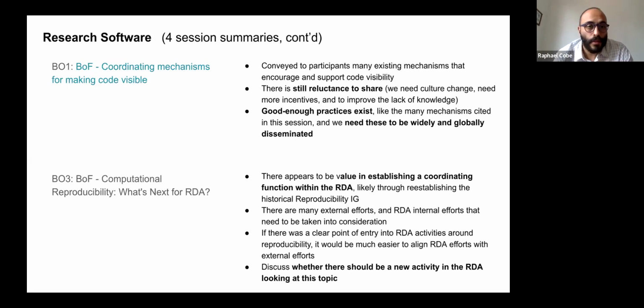Then we had the BOFs, the birds of a feather. The first one was coordinating mechanisms for making code visible. They asked the participants to list existing mechanisms that could encourage and support code visibility. They reported that there is good enough practice already, but there is a need for this to be widely and globally disseminated.